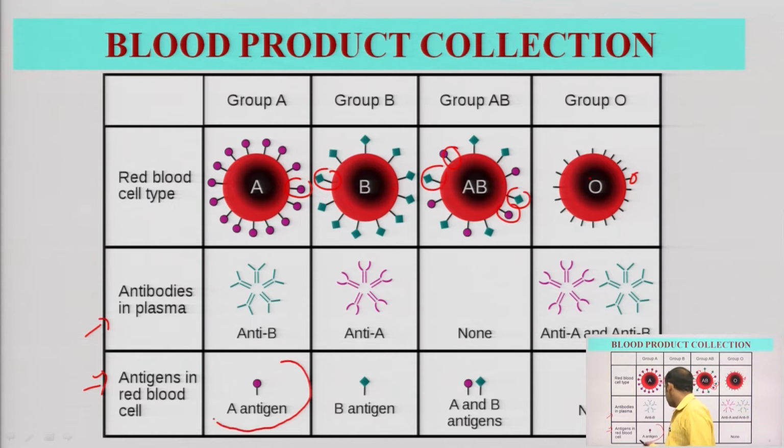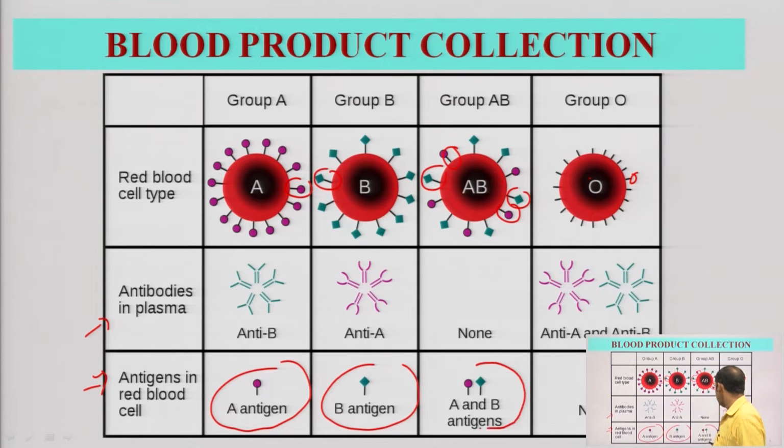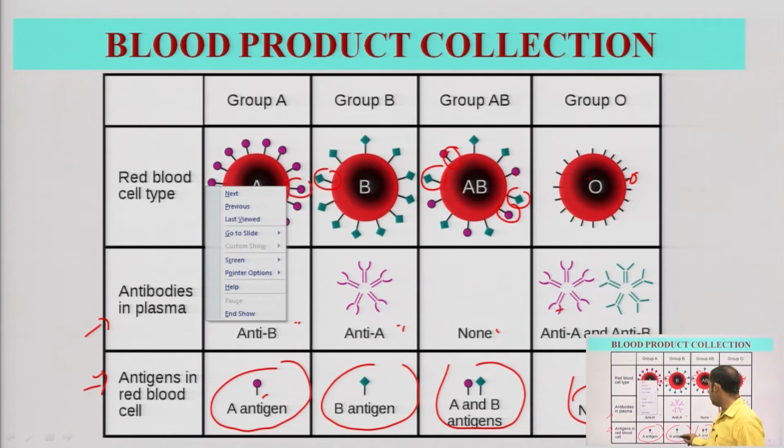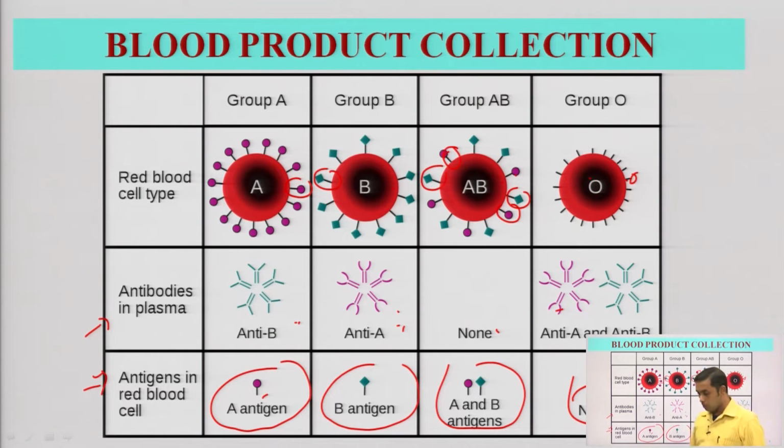So, if A antigen is present, then it is group A. If B antigen is present, then it is group B. If both are present, then it is group AB. If none is present, there is no antigen, so it will be group O. Due to these differences, the opposite antibody will be in the plasma. You can see, A means anti-B, B means anti-A, opposite.